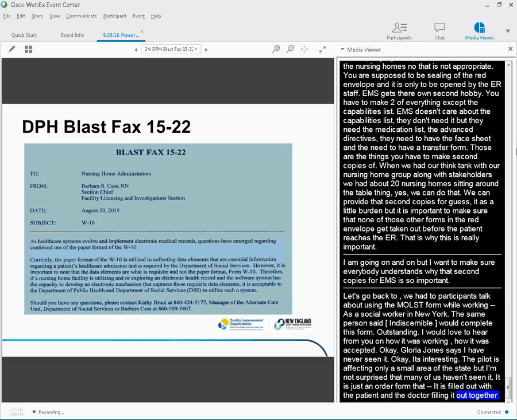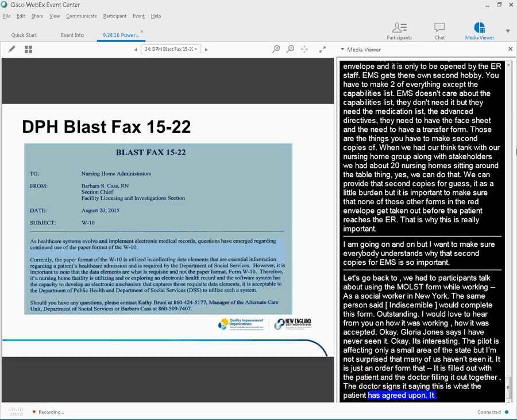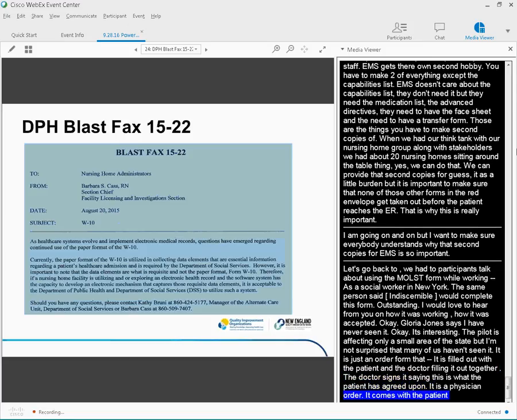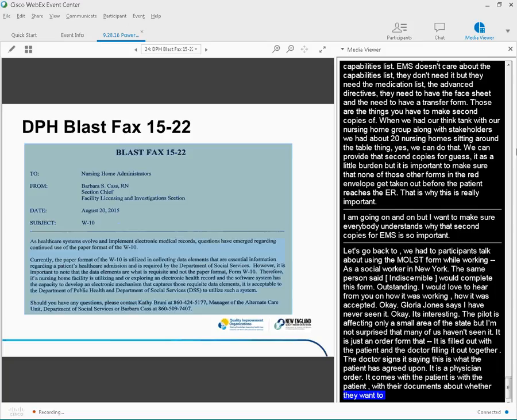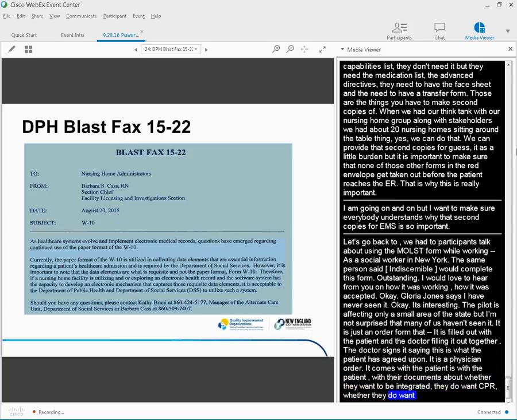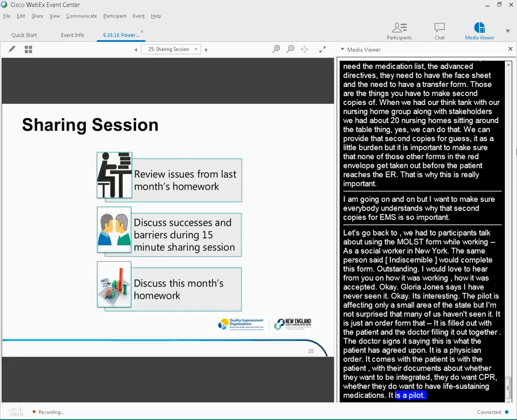So it is a physician order. It comes with the patient. It's with the patient with their documents about whether they do want to be intubated, whether they do want CPR, whether they do want life-sustaining medications. So it is a pilot, as I said, and as we get more information, we'll be sure to share it with the group. So thank you, Kara, for letting us know that you have seen it in New York.